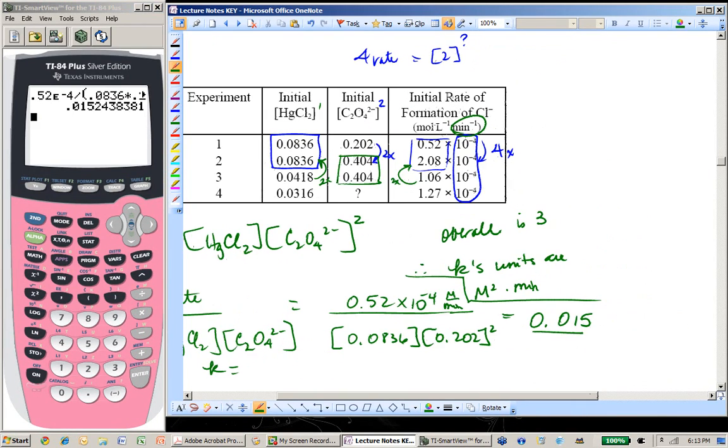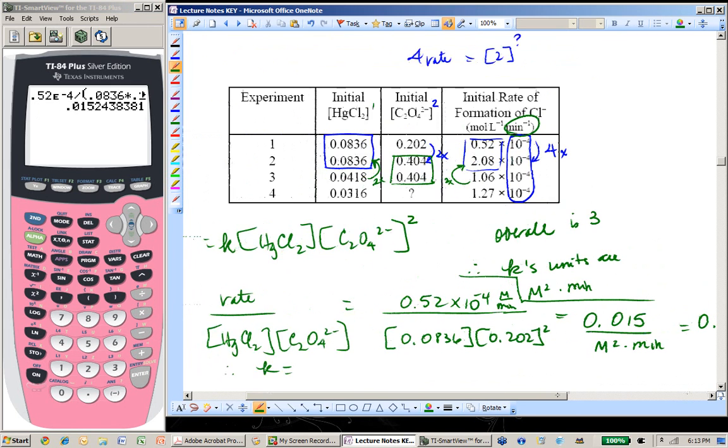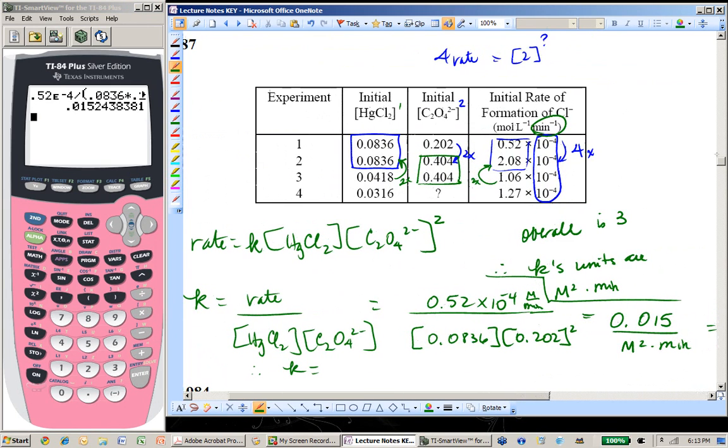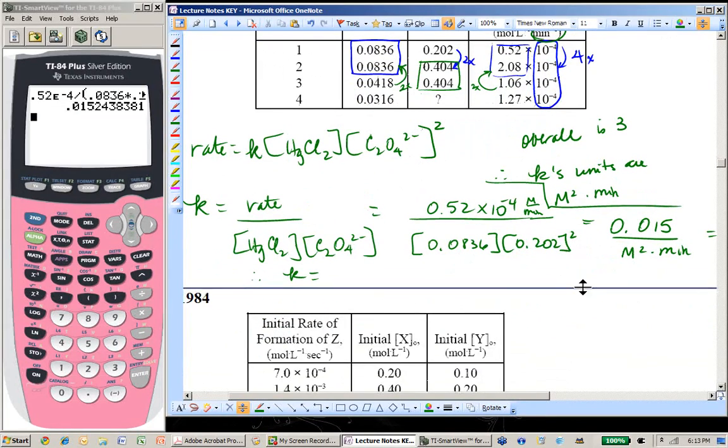And we already determined its units. It's molarity to the minus 2 per minute. If you don't like the fraction thing, 0.015 M to the minus 2 minute to the minus 1, if that's how your book does it. Put it in any form, any equivalent form you would like. I won't be mad at you. I'm going to give myself a little more room because that's looking pretty messy.